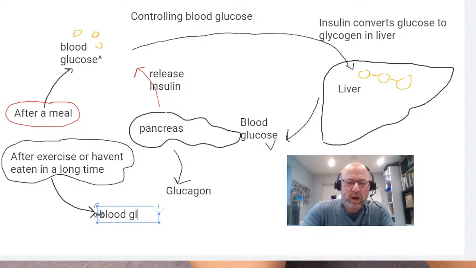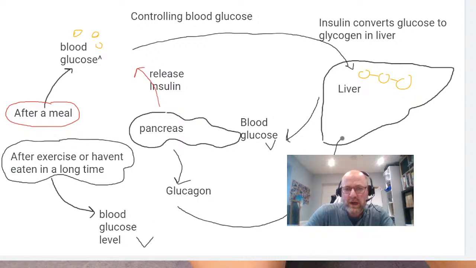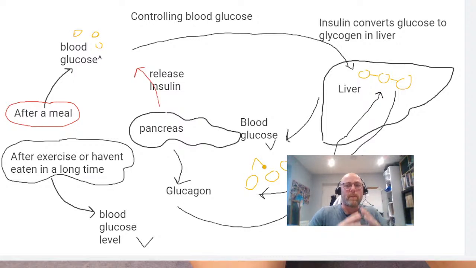So if you haven't eaten in a while, blood glucose level goes too low. Again, this is dangerous. If your blood glucose level goes too low, you can go into a coma. All sorts can happen. And the glucagon goes to the liver and says, oi, break this down. This reverses the process, breaks glycogen into glucose, and that increases your blood glucose level back to normal. So it reverses the process.